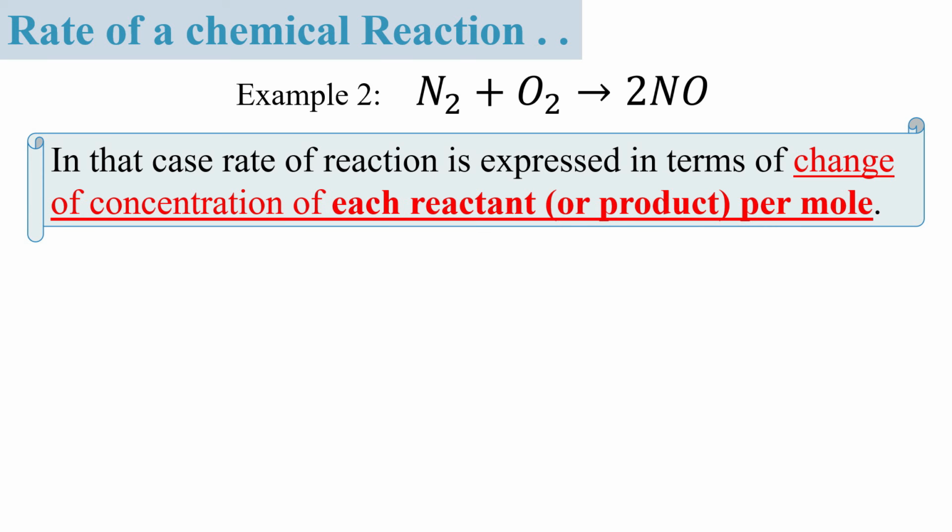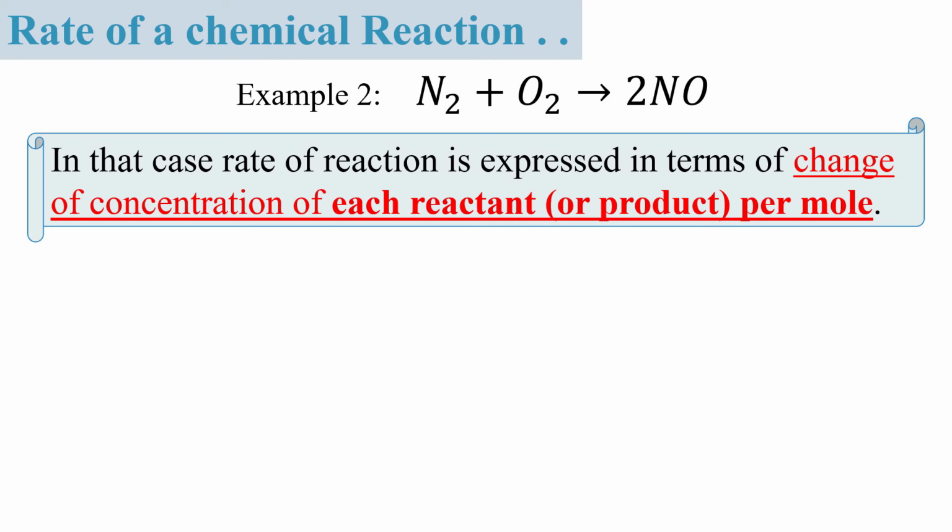In that case, the rate of reaction is expressed in terms of change of concentration of each reactant or product per mole. Once again, repeating the line, listen carefully. Rate of reaction is expressed in terms of change of concentration of each reactant or product per mole. Here the key terms to give emphasis are each reactant, each product and per mole.